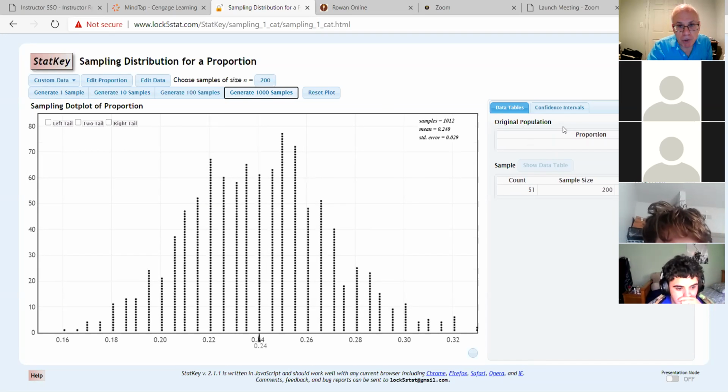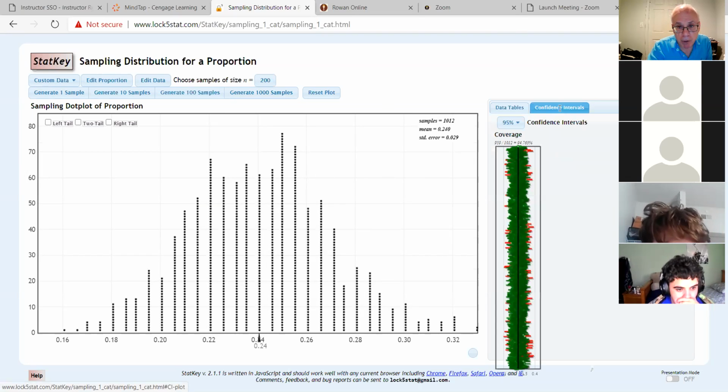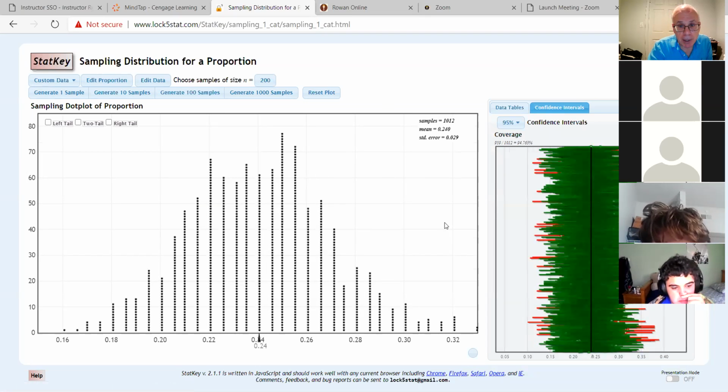So on the screen here, on the right side, there's a little button called confidence intervals, which I'm going to press. I think this was shown last time in the video, but each of the green lines represents an interval for one of them. You can see it show up here. If I pick this one, it shows up on the right side in the green. If I pick one of these over here, it's going to show up with the red.